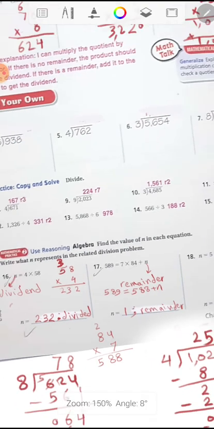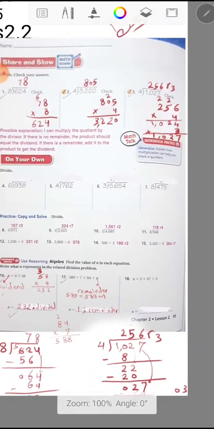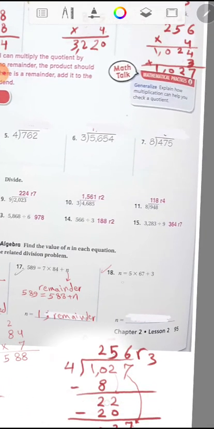So this is our lesson today. I hope that you understand it very well, and thank you very much. If you want to solve number 18, you can solve it. I will give you the answer. Here you have to find the dividend, but there is a remainder. So you have to multiply the quotient with the divisor and add the remainder.